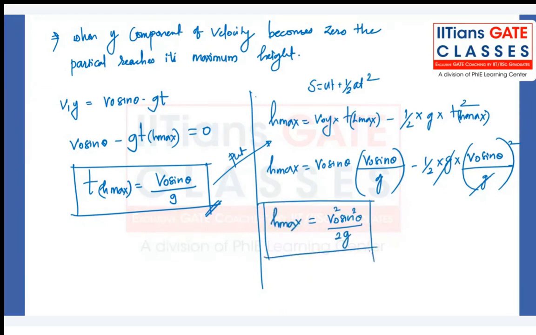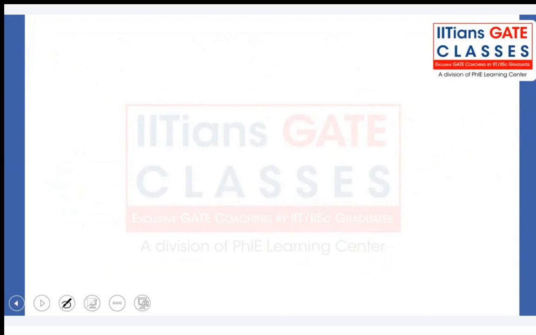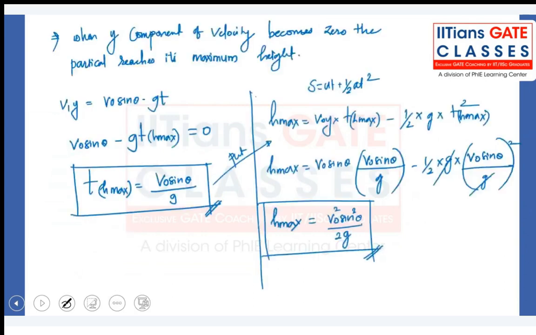I hope you understood how to find the maximum height the projectile can reach. If I just tell you what is the maximum height the projectile will reach and the time at which it will reach the maximum height, if I throw it at, let's say, initial velocity 10 meters per second, making an angle of 30 degrees with the horizontal. So I'm giving you V naught, I'm giving you theta, and that's all you need in order to calculate H max and t of H max. I hope it is clear till this. Any doubt till this?